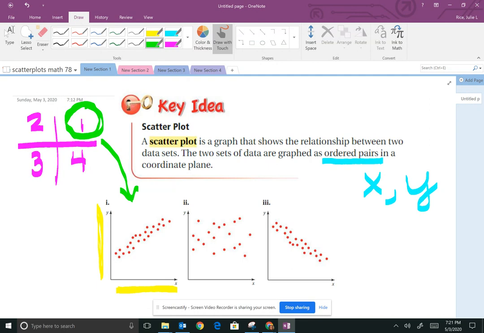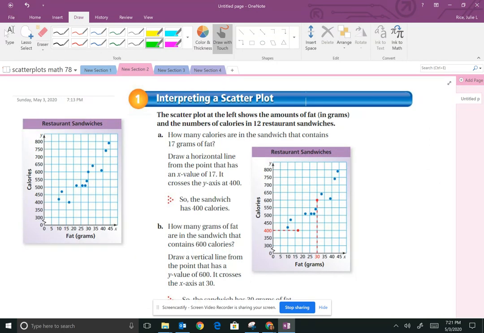So let's learn a few things about scatter plots. First of all, you need to be able to interpret or read a scatter plot. So let's look at this example here with pre-made scatter plots. It says the scatter plot on the left, which is this one here, shows the amounts of fat in grams and the numbers of calories in 12 restaurant sandwiches. So notice the two sets of data they're comparing are grams of fat and calories.